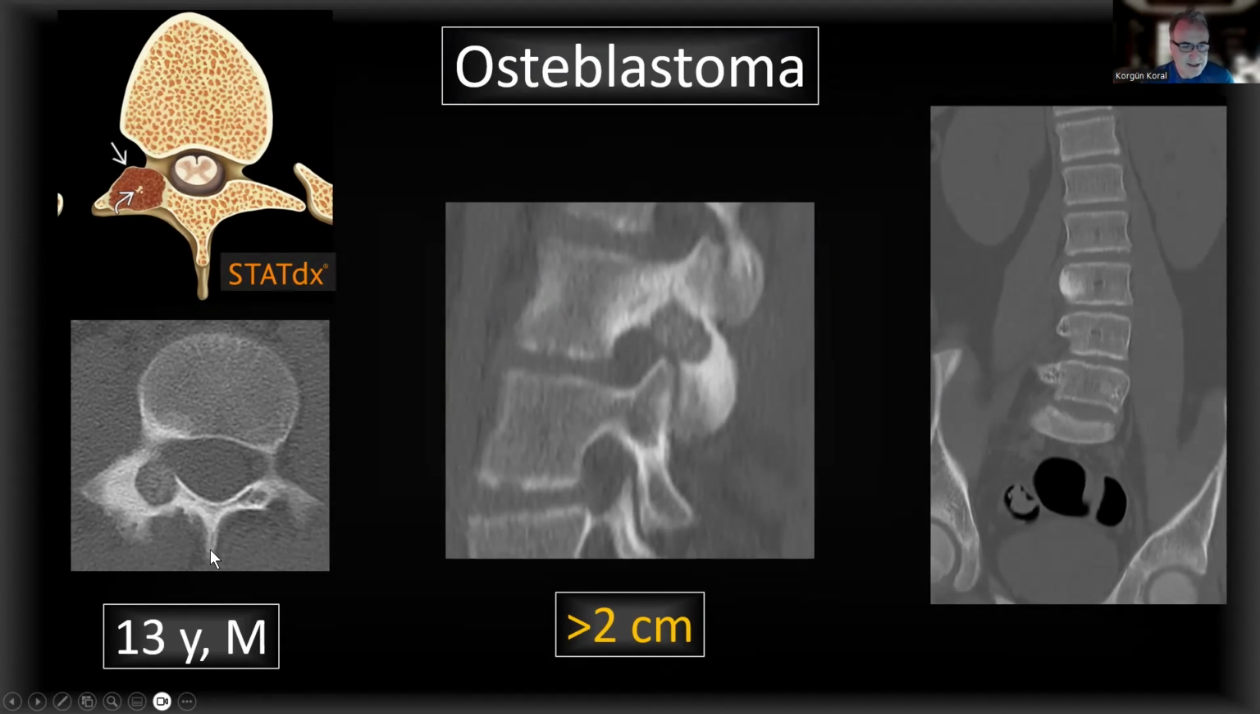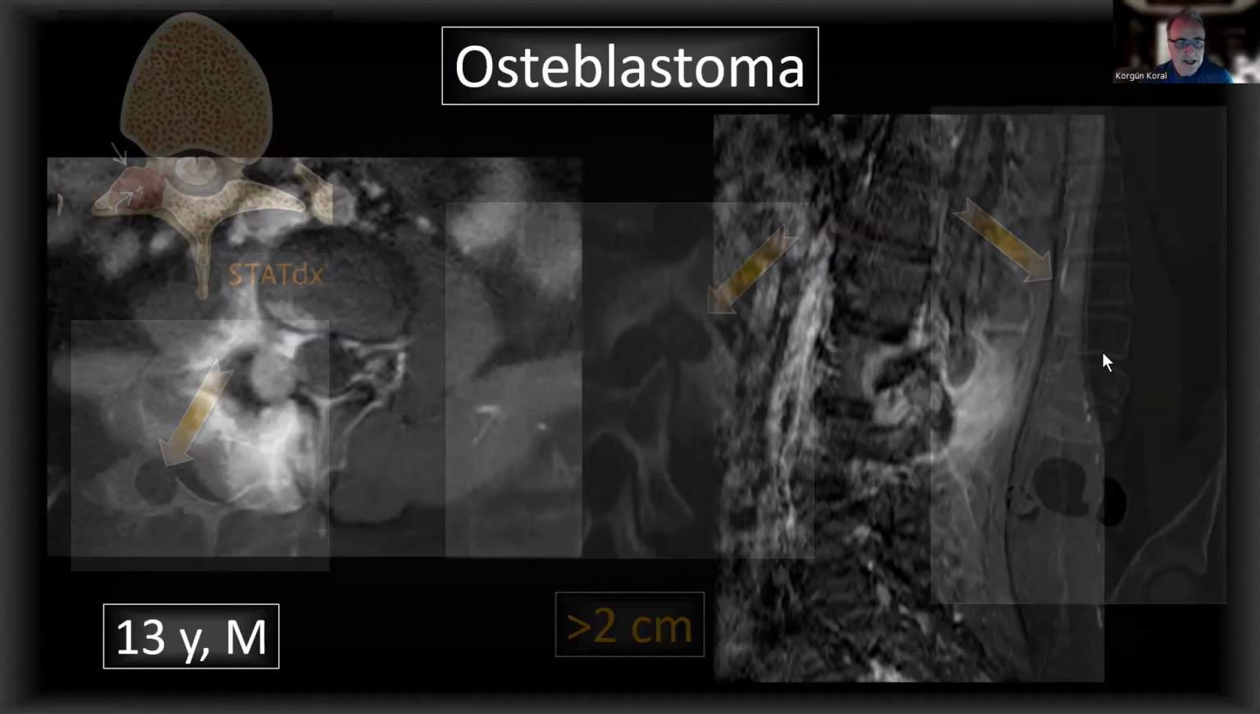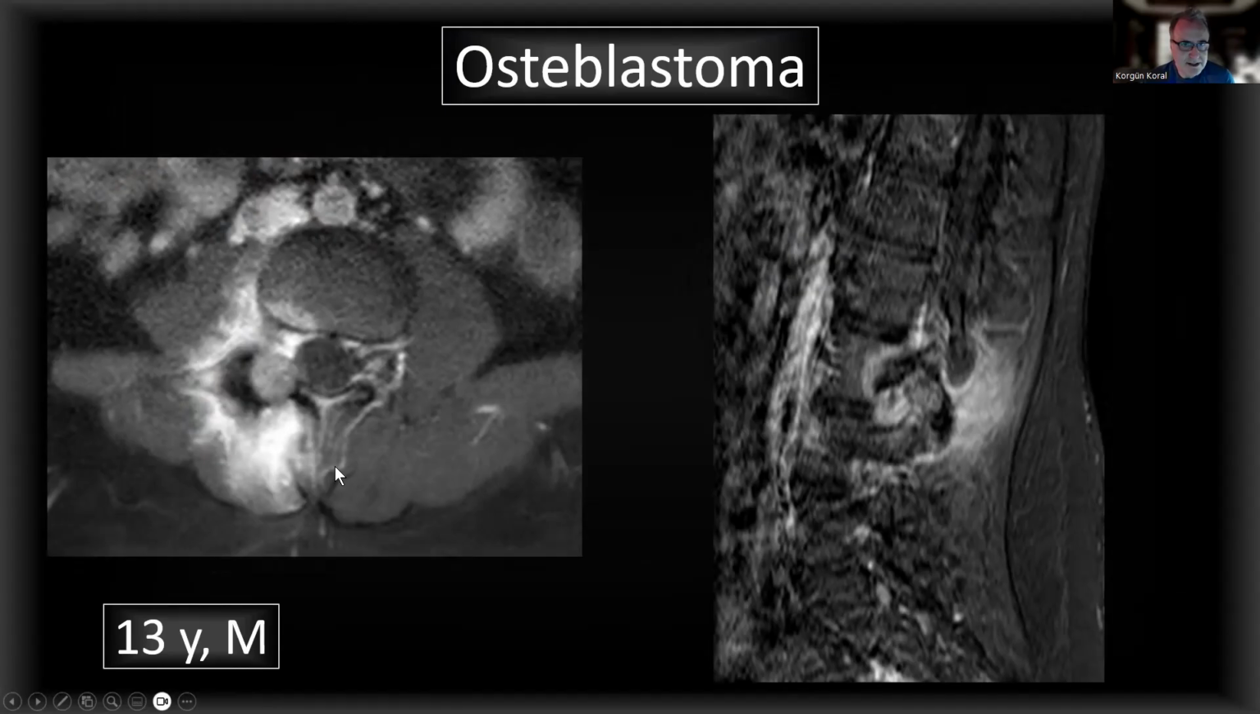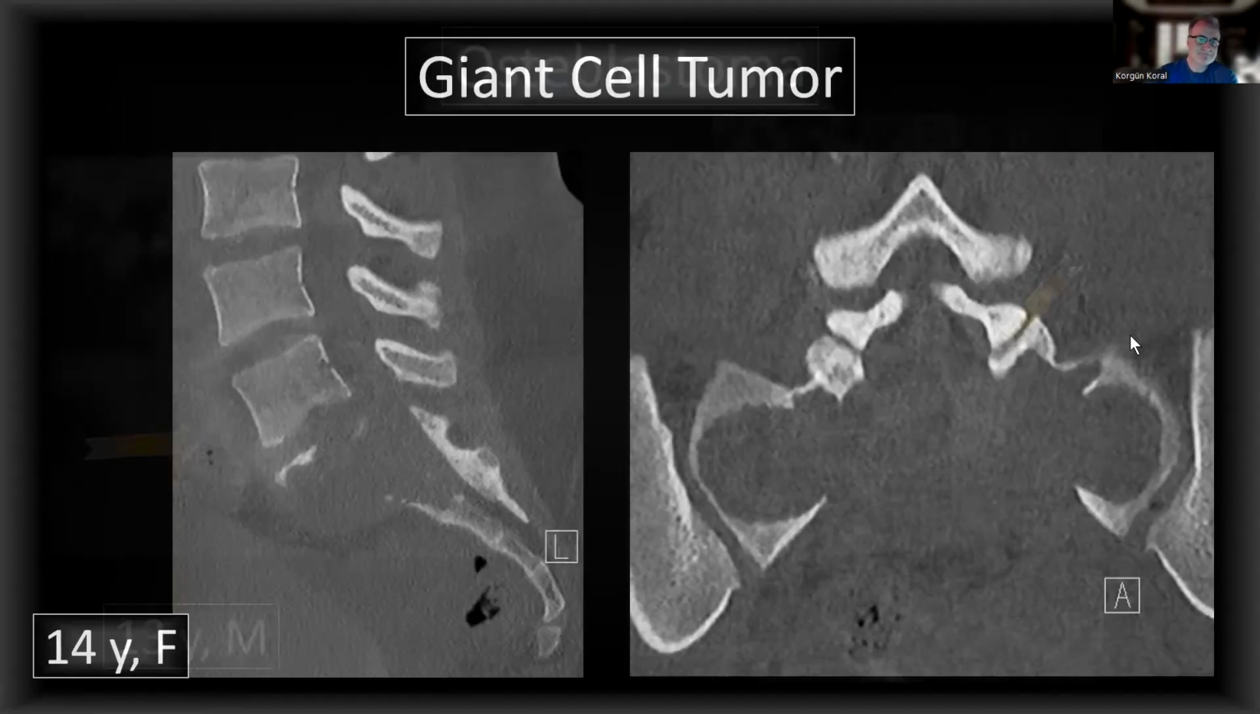Again, the same features, the sclerosis, about the lytic focus, and we see the scoliosis resulting because of the spasm. And on MR, again, similar to osteoid osteoma, they entice inflammatory response in the adjacent tissues, as seen on these axial and sagittal STIR images.